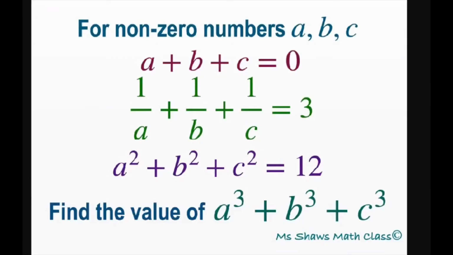Hey everyone, for non-zero numbers a, b, and c, we have a plus b plus c equals 0, 1 divided by a plus 1 divided by b plus 1 divided by c equals 3. Also, a squared plus b squared plus c squared equals 12. So we're going to find the value of a cubed plus b cubed plus c cubed.